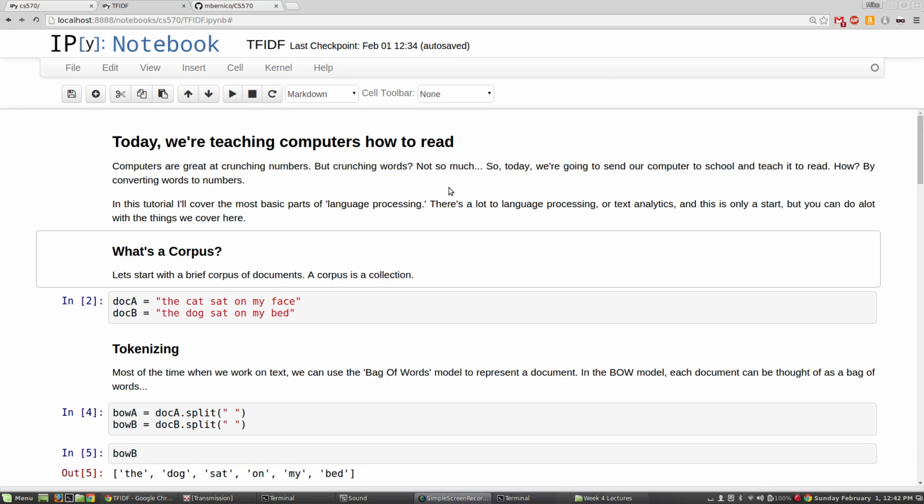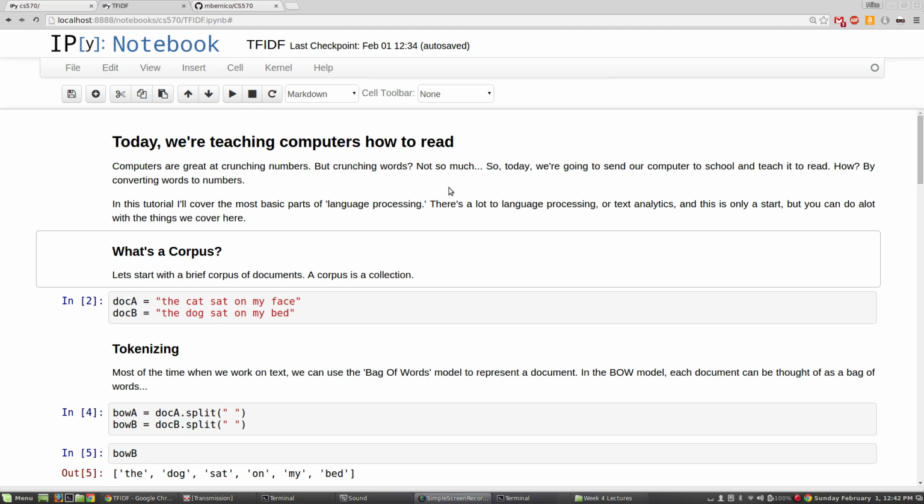Okay, so today I want to show you a little bit about a technique called TF-IDF, but more importantly, I want to talk to you today about how we're going to teach computers to read. So computers are really good number crunchers, but they're not so good at reading words. So today we're going to send our computer to school and teach it how to read by converting words into numbers.